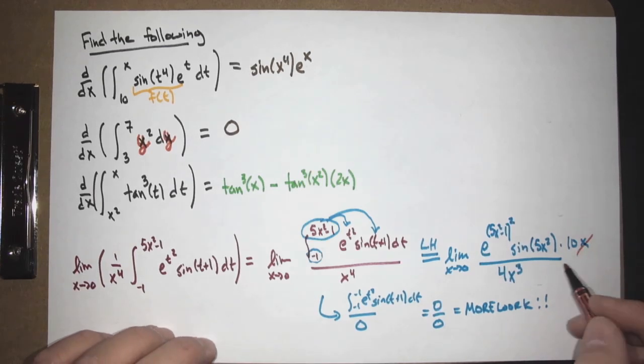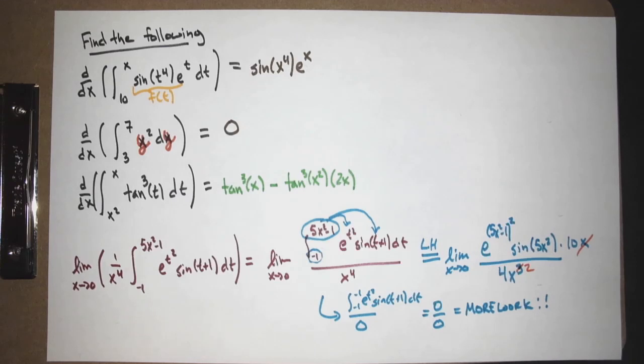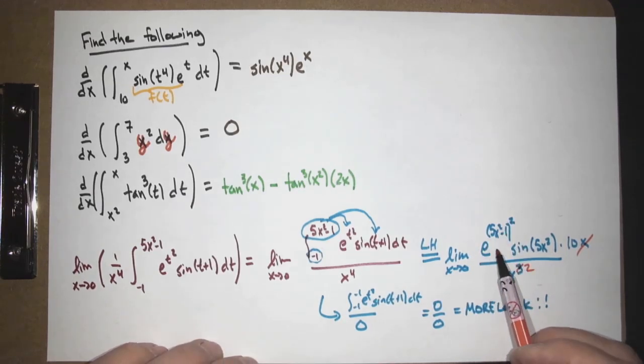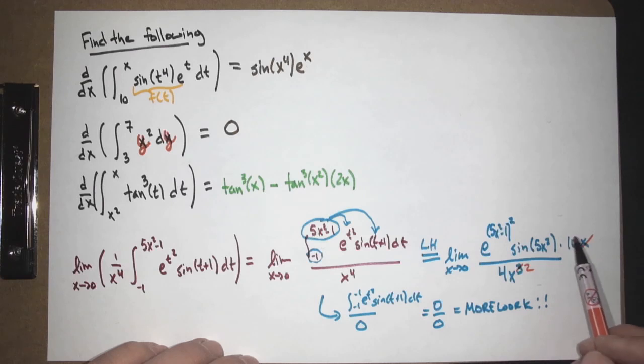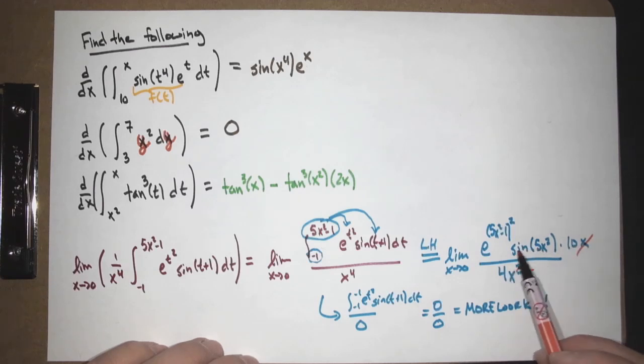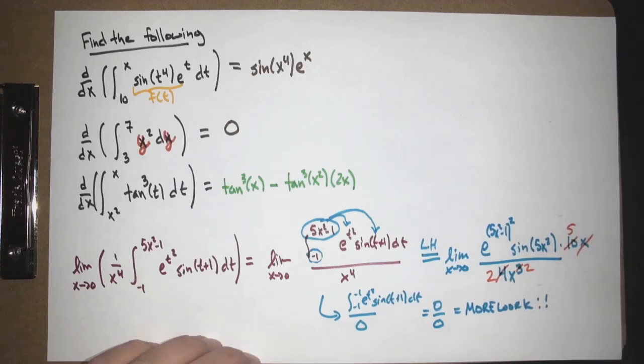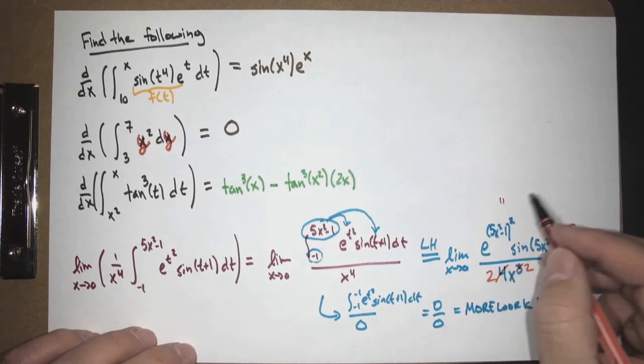We can cancel an x, upstairs and downstairs. Now, the exponential is fine. We can live with it. The 10 is fine. We can live with that. It's this sine part. We have to think about that. Cancel a 2 here. There's a 5 there. So, do we have any nice facts? Well, let me first rewrite what we actually have.